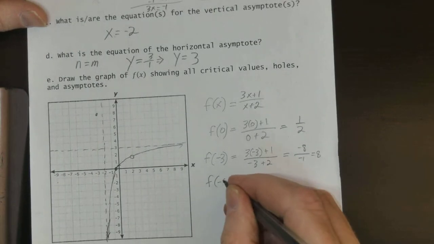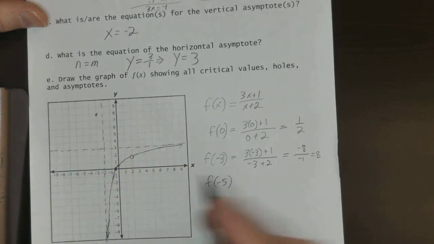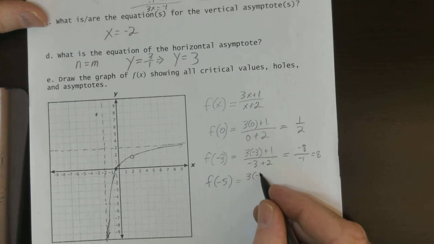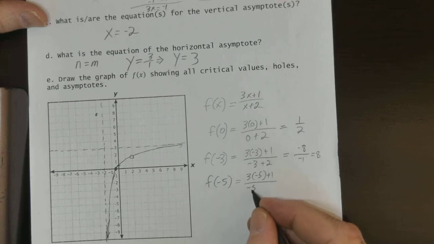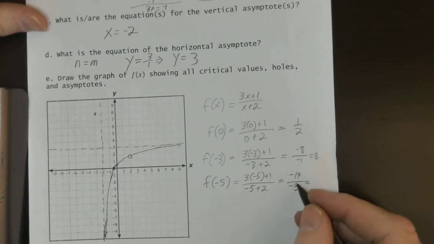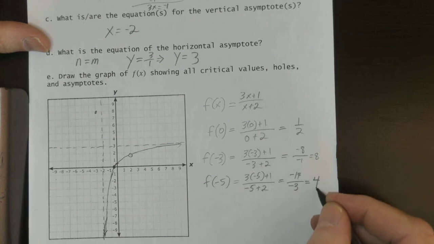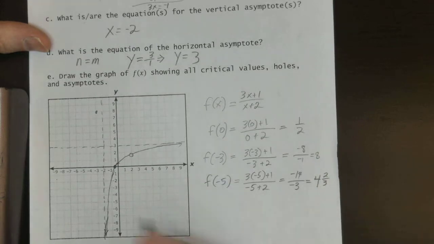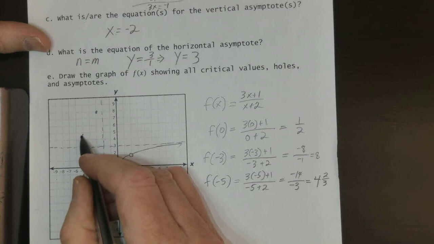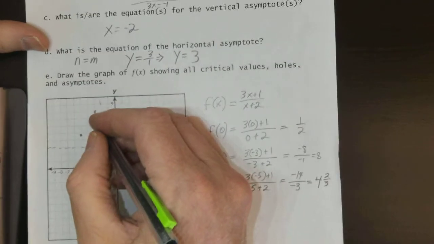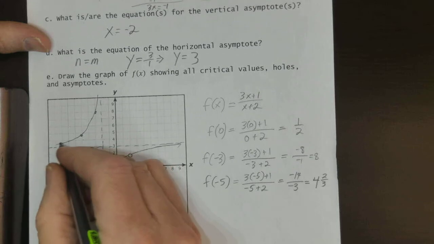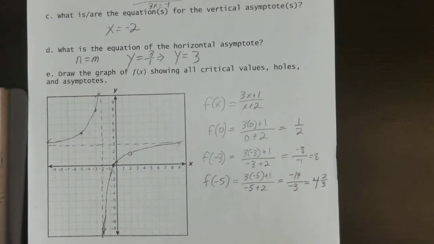Let's find what f of negative 5 is, and come over here a little bit and see how high up this will go for that curve. 3 times negative 5 plus 1 over negative 5 plus 2. It's negative 15 plus 1, which is negative 14, over negative 3. That's positive 4 and 2/3. So negative 5, 4 and 2/3, right around there. All right, so I think we're getting a bend here. I'm going to come up from up here, bend it through there, and come down toward that asymptote. All right, that's that one.